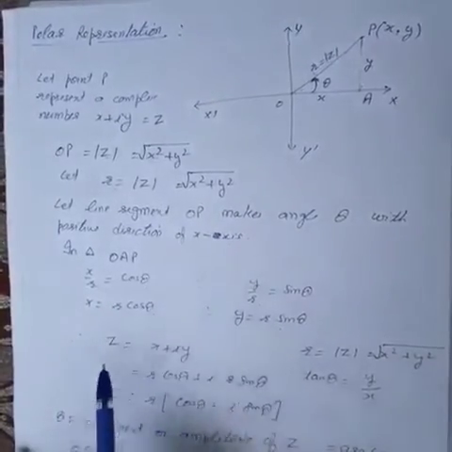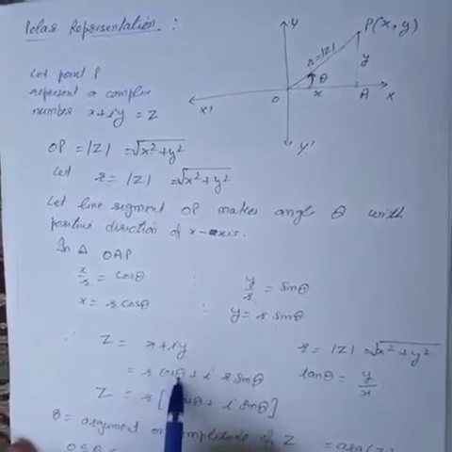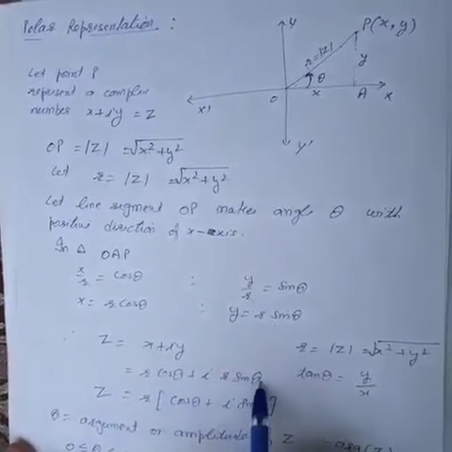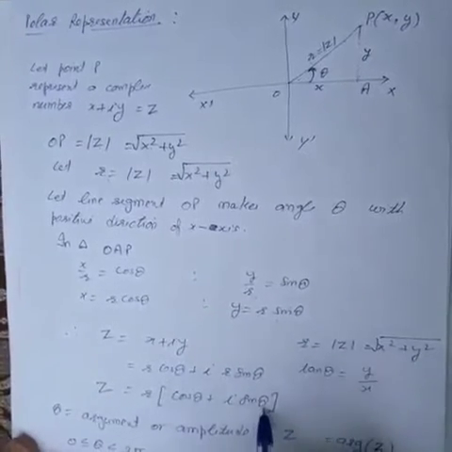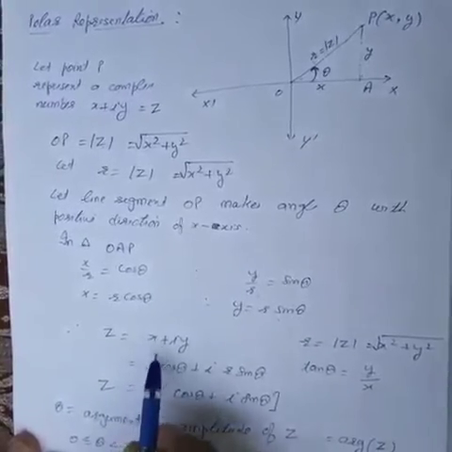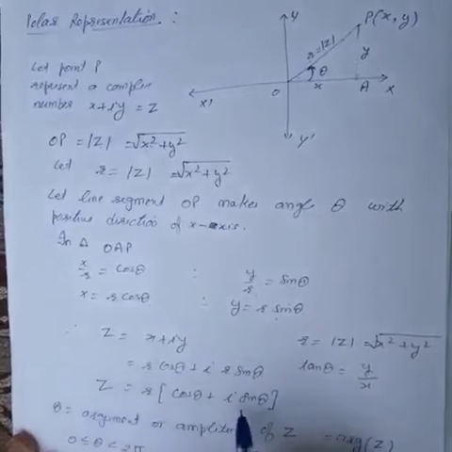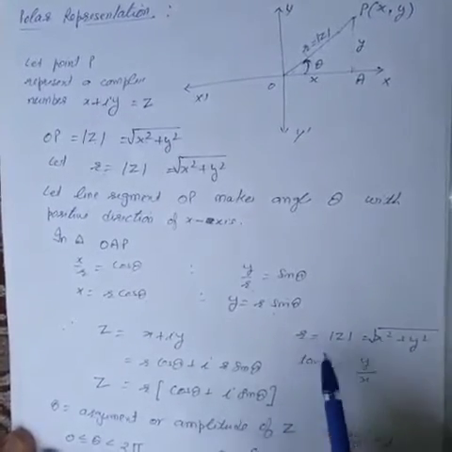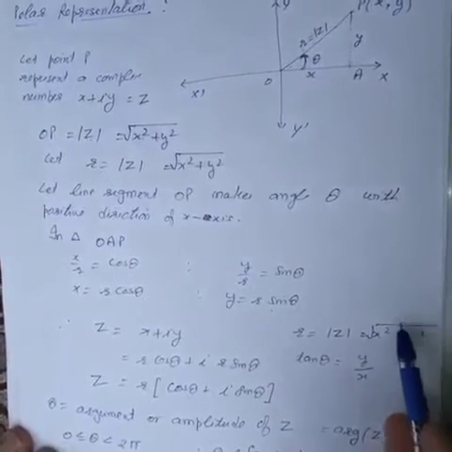And if you put the values of x and y in this z, then z will be r cos theta plus iota r sin theta. If you take r common, it is r(cos theta plus iota sin theta). So this is called the polar form of this complex number. This complex number is in Cartesian form, and this is in the polar form, where r is mod z. It can be calculated using the square root of x square plus y square.